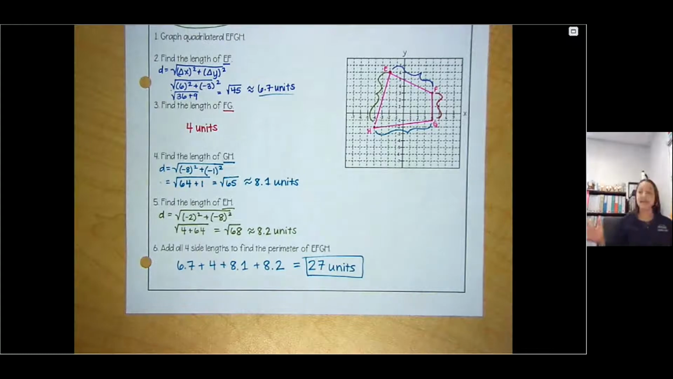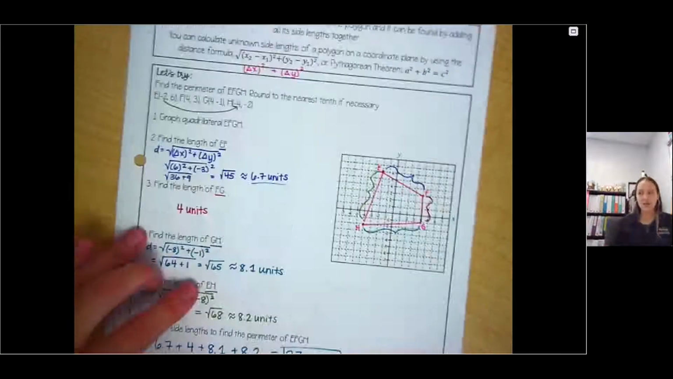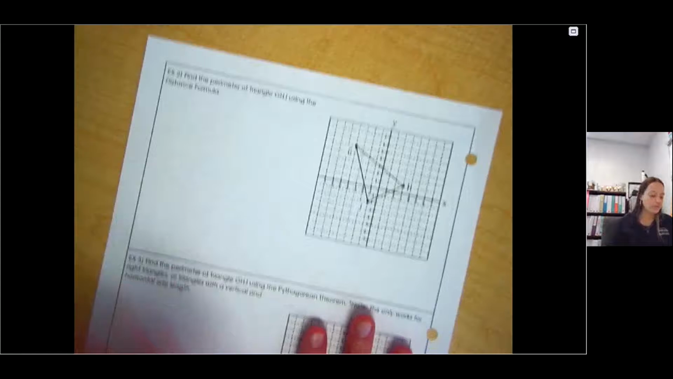Okay, and there we go. That's it. That is perimeter on the coordinate plane. So you're finding the distance between 2 points that make up a side length, and then you're adding together all of the sides together. So it is very repetitive. You're kind of doing the same thing over and over again.